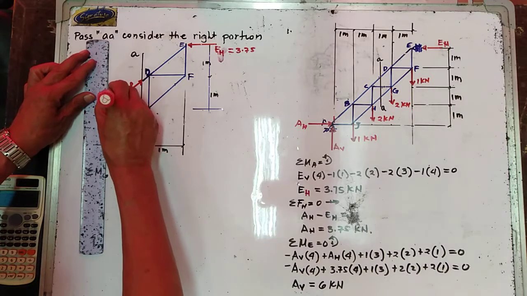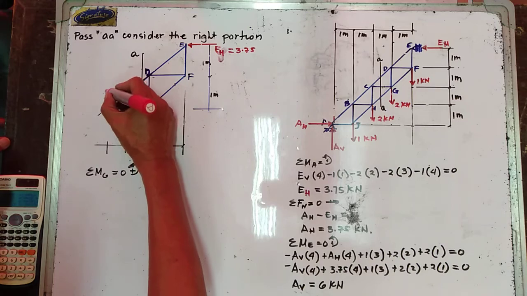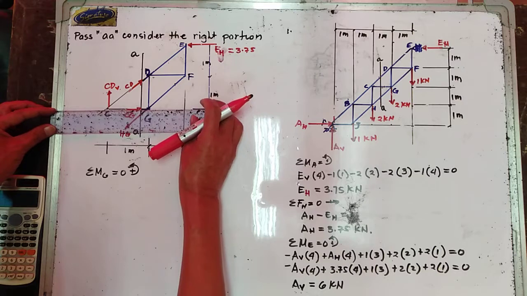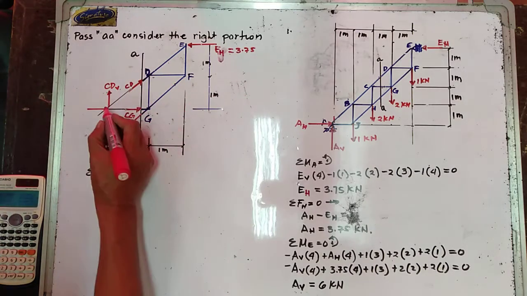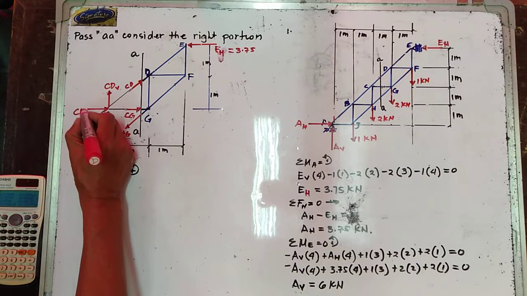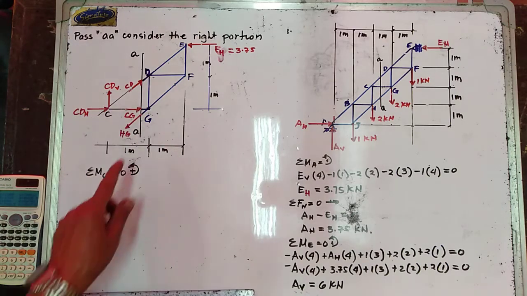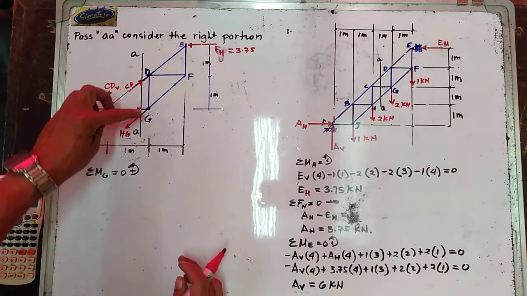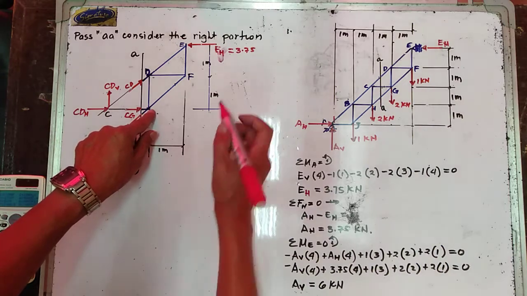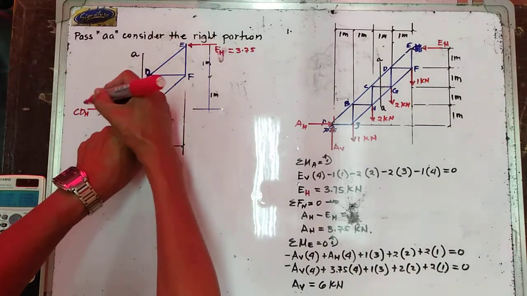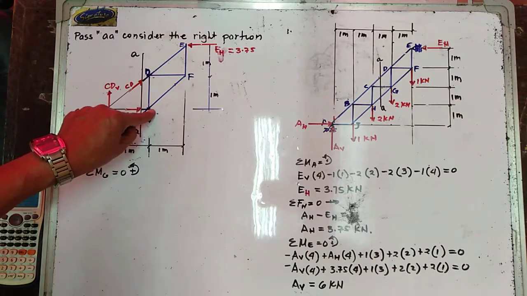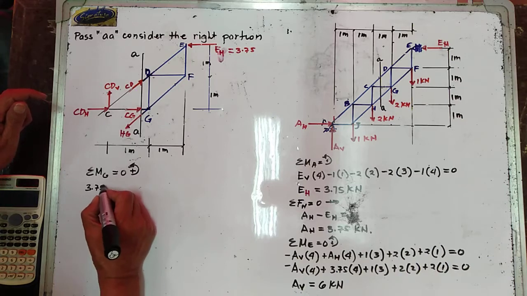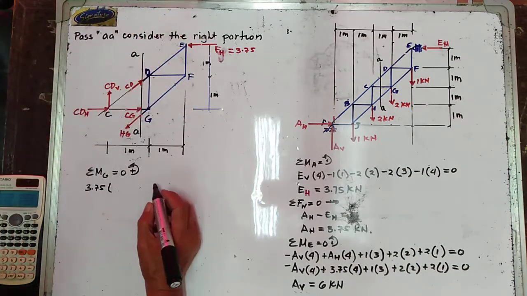So you have your CD vertical, and then this is now your CD horizontal. Now, summation of moment about G is equal to 0, counterclockwise moment positive. So your EH is having a counterclockwise moment about point G. So that is equal to 3.75. The moment arm is equal to 2.